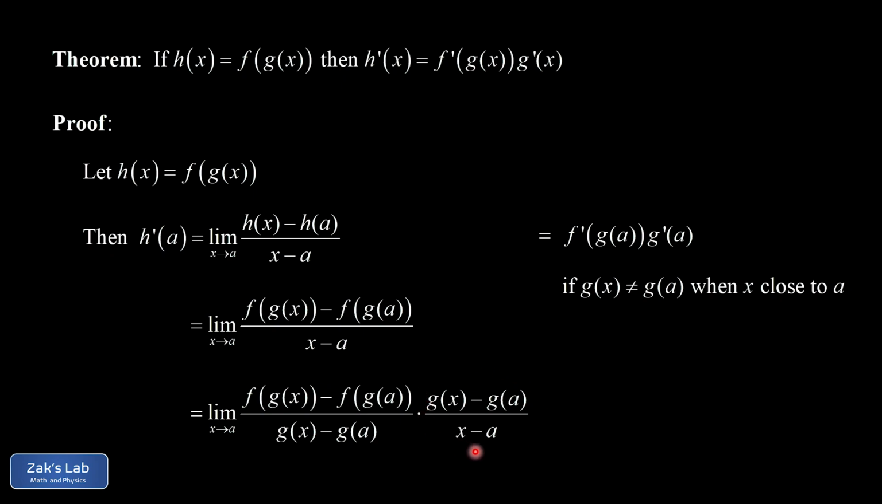So I just want to highlight this piece right here inside the limit. That's giving us g prime of x. If g of x was equal to g of a, it's clear that the derivative is equal to 0. And if the derivative of g is equal to 0, that means g is a constant function. But if g of x is a constant function in the neighborhood of x equals a, then f of g of x is a constant. In other words, h of x is a constant function, so the derivative of h is going to be 0.